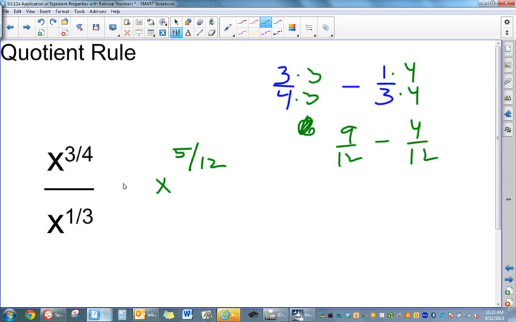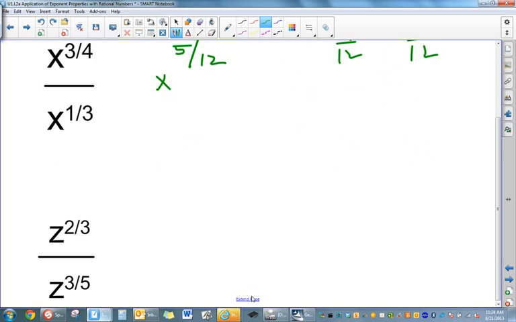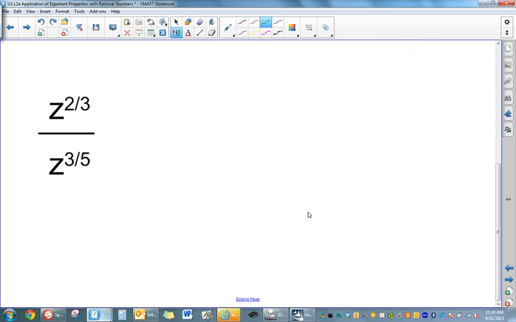Go ahead and try that one. First off, before you jump into it, take a look at it. You have 2/3 on top and 3/5 on bottom. Which of those fractions is bigger? Which is bigger, 2/3 or 3/5? 2/3 is bigger, which means you should end up with a positive fraction. That's a way to know you did it right. When you subtract, it should be positive.